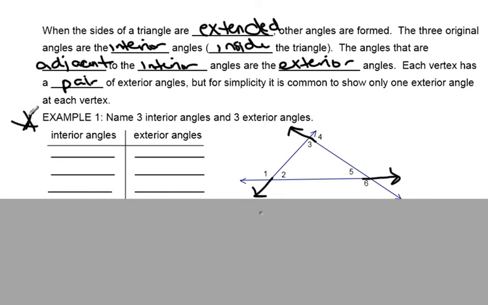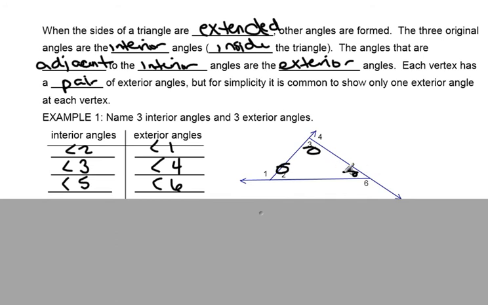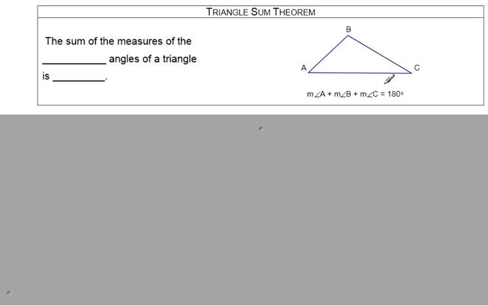All right, go ahead and take a moment, pause your video, and list the interior angles and the exterior angles of this triangle. All right, and you should have gotten 2, 3, and 5 for the interior, and 1, 4, and 6. Make sure you're using the angle symbol for the exterior.